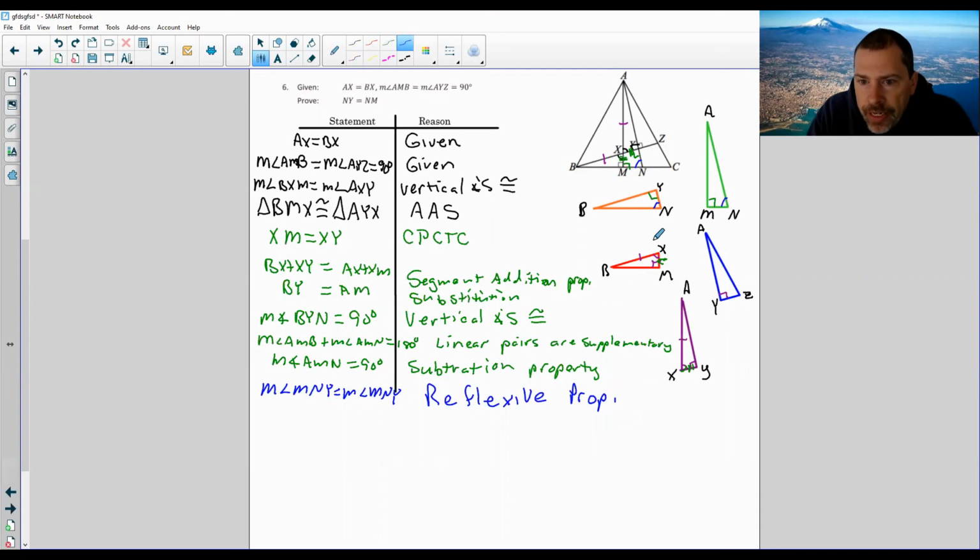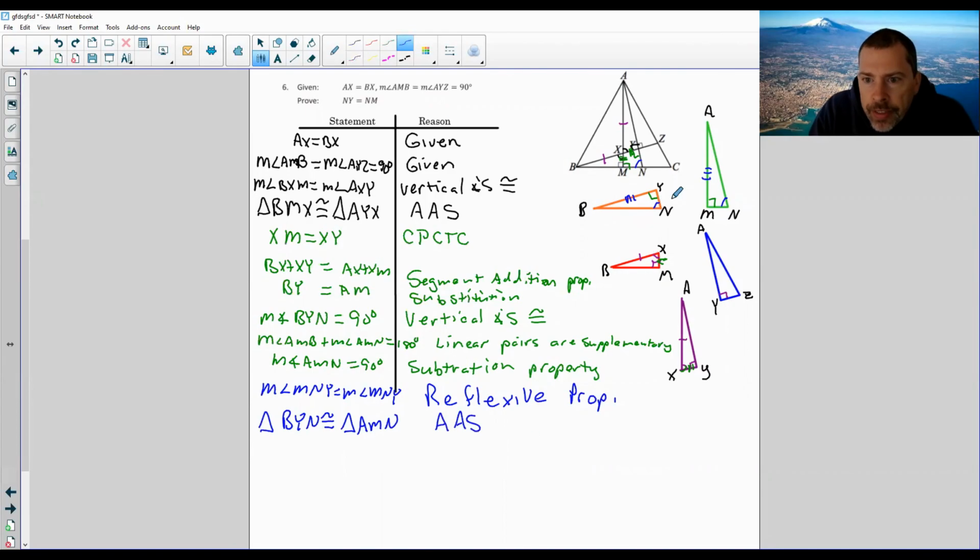So now, what else did I have? BY equals AM. There it is. So we already said that BY equals AM, right up here, by substitution, adding the parts up. So now we have two triangles, angle, angle, side. So now I can say those triangles are congruent. So triangle BYN is congruent to triangle AMN by angle, angle, side.